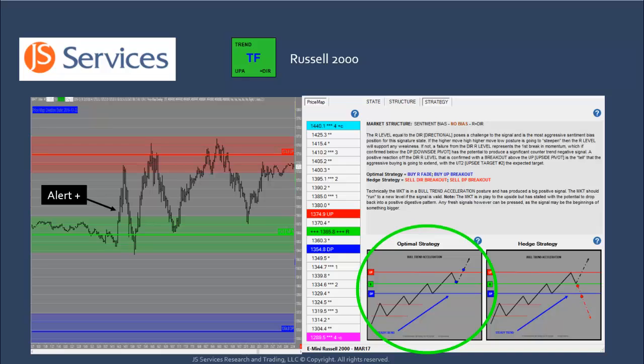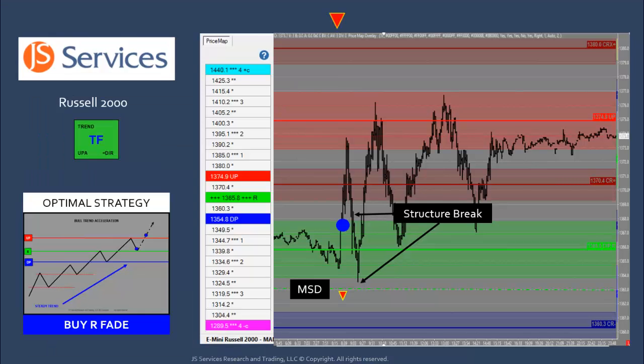The initial move produces a positive bias and triggers an optimal buy-R fade strategy, which results in a 1 APMD move up to the upside pivot. As pivotal traders, we're more interested in a sell DIR breakout hedge theme, but must view the market from its facts and not what we want to see. Fact is, the market confirmed a positive signal and is in an aggressive positive market state, with an optimal strategy theme that's still in play above the maximum stop distance.